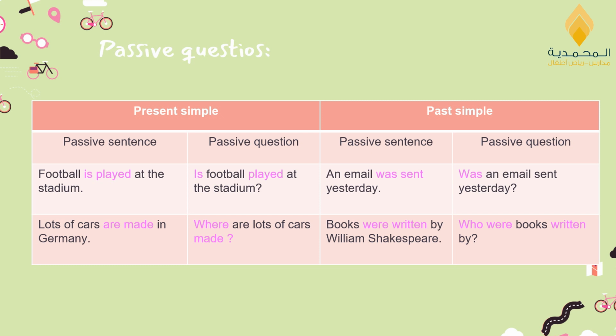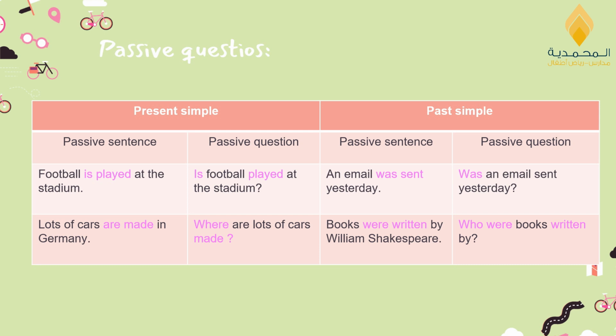Another example: lots of cars are made in Germany. Let's change this passive sentence into a passive question, but this time we are going to use a WH word. So I am going to add the WH word, which is where, and make the same change, which is to switch between verb to be and the object. So it's going to be: where are lots of cars made? This is how to change a passive sentence in the present simple to a passive question.